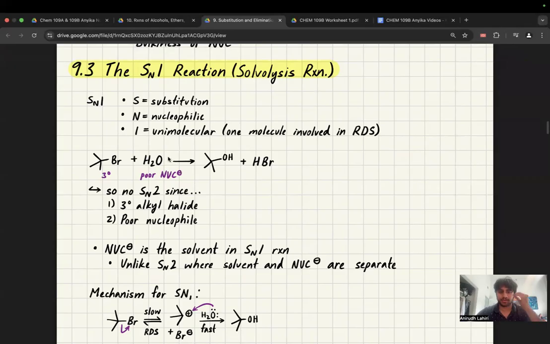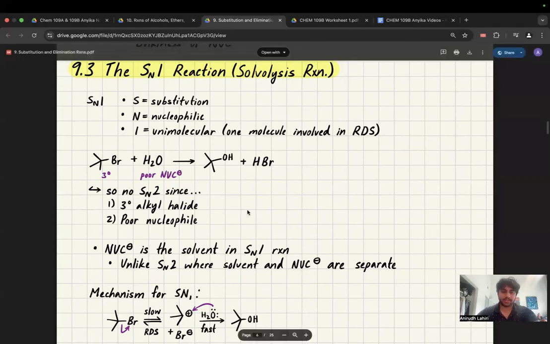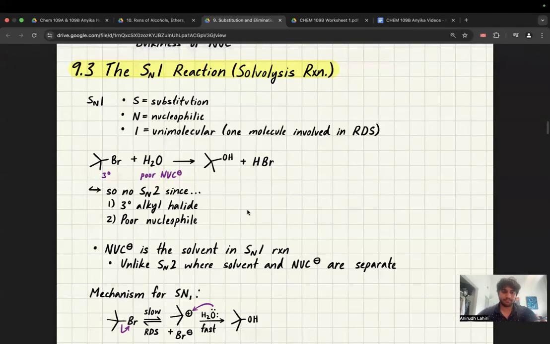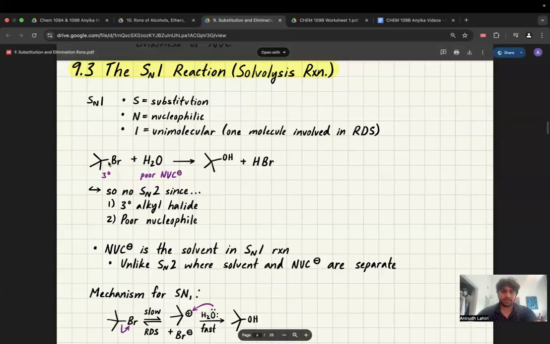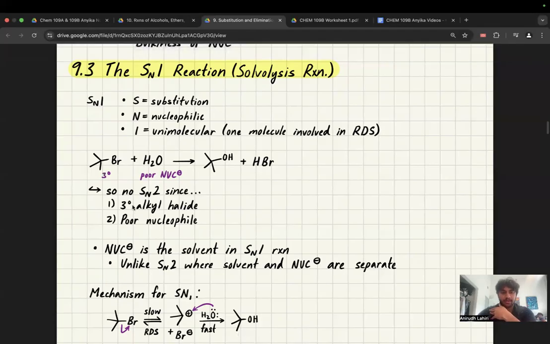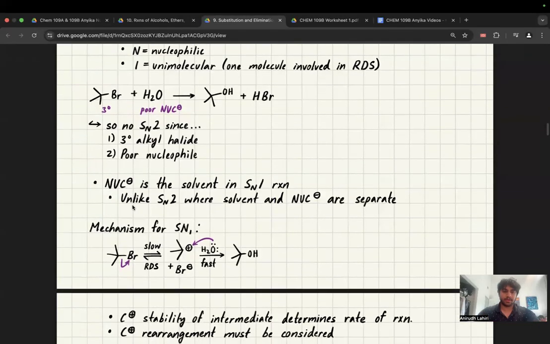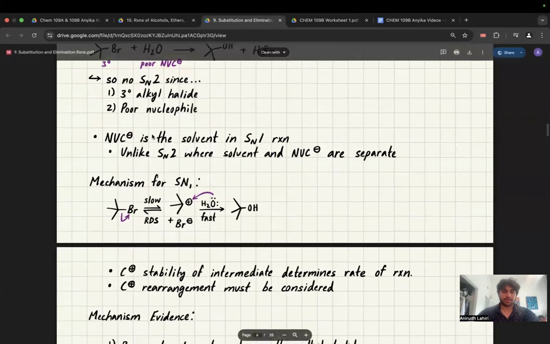So H2O is both the solvent that this reaction is going through in, and it's also the nucleophile, the thing that attacks the alkyl bromide, right? And we see here this is tertiary, which means that we're not going to have SN2 because we have both a poor nucleophile and we have a tertiary alkyl halide. And we also know that tertiary alkyl halides can never go through SN2 mechanisms, irrespective of what we have. So the nucleophile is the solvent in SN1 reactions.